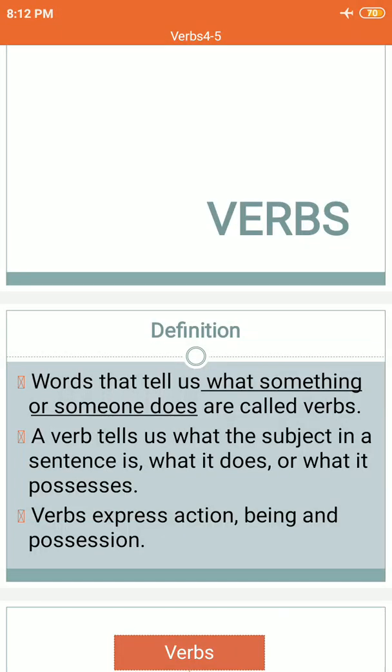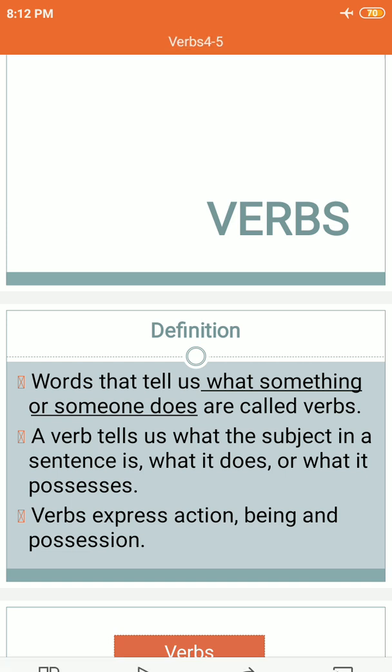Good morning, students. Today we will learn about verbs. First of all, we will have a look at what verbs are. Verbs are the words that tell us what something or someone does. That basically means the action that is being done by something or someone is known as a verb.